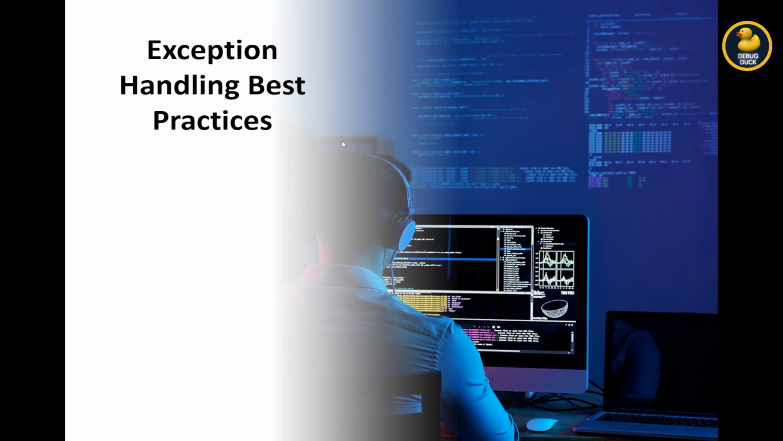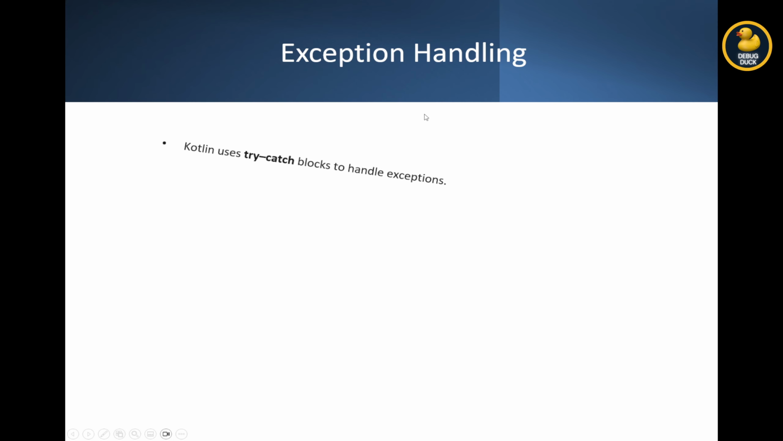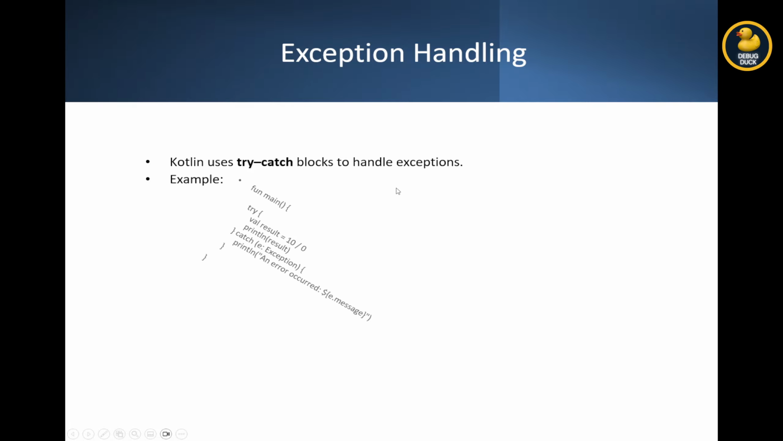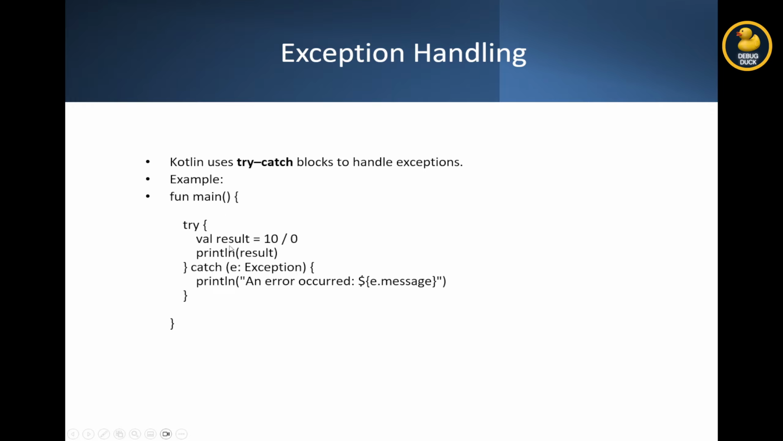Let's talk about exception handling and the best practices. Exception handling: Kotlin uses try-catch blocks to handle exceptions. For example, try this code, and if an error occurred, catch the exception and print the message. Here, we try code that may fail, and catch handles the error.